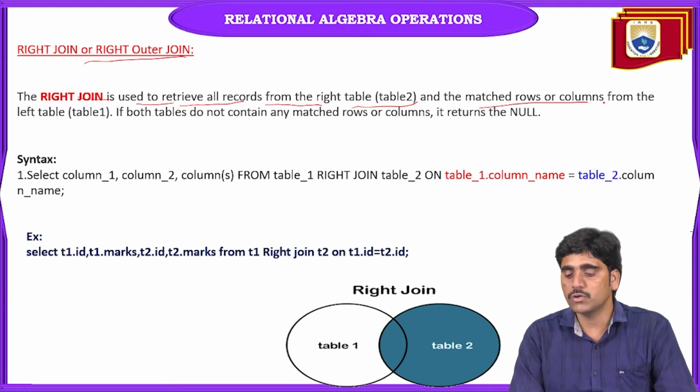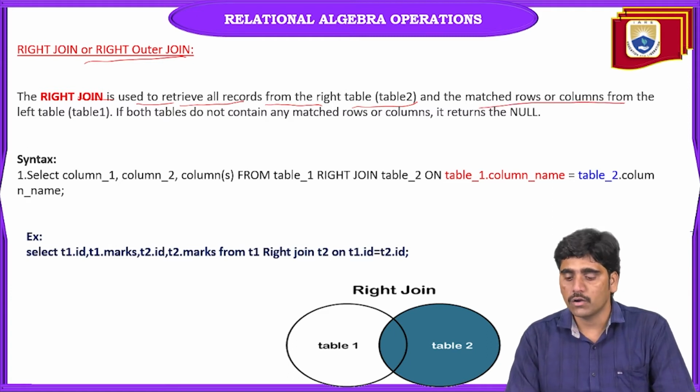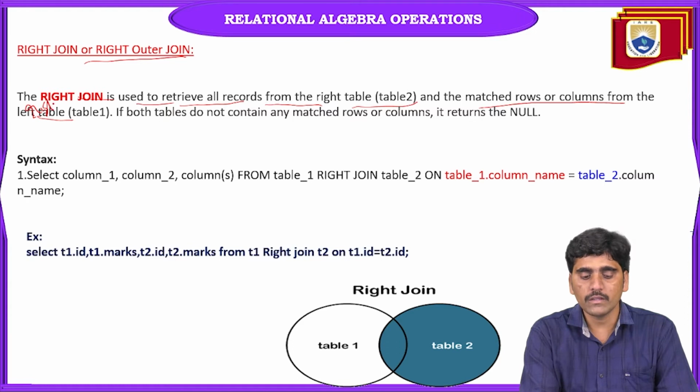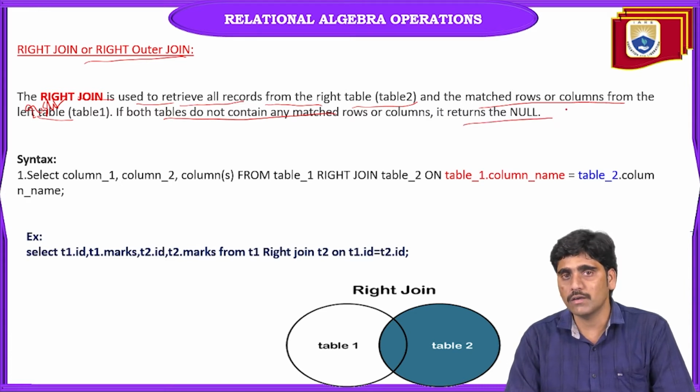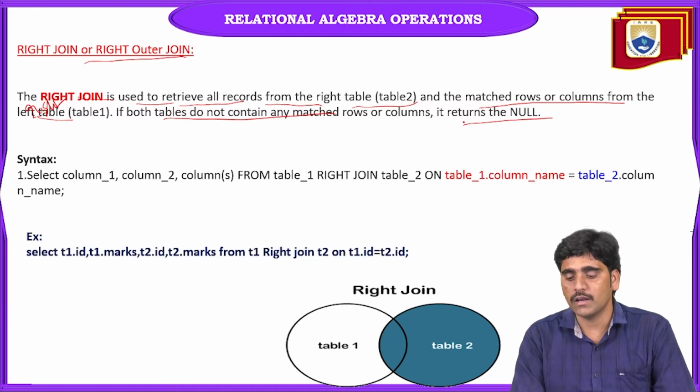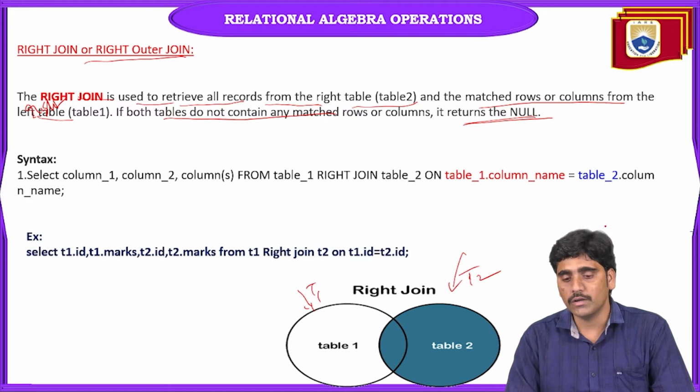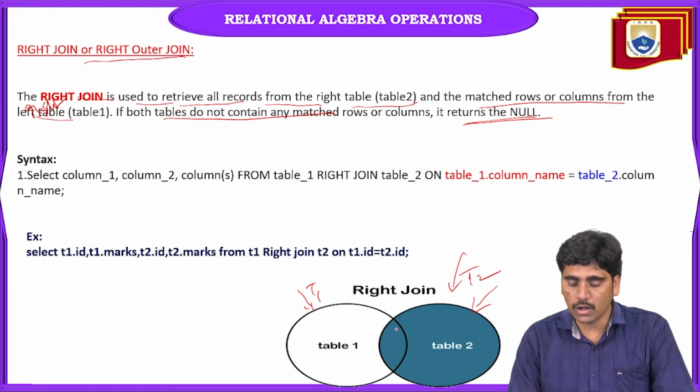and the matched rows or columns from the right table. If both tables do not contain any matched rows or columns, it returns null. If those two tables don't have any common values, then it returns null. So this is table 1 and this is table 2, the left table and the right table. When you perform a right join on these two tables, it displays the values from table 2, along with the common values.